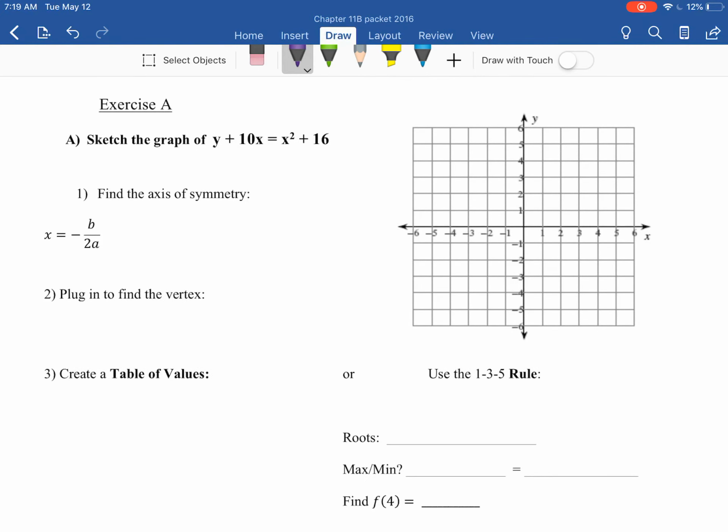Okay, here's exercise A. I'm going to let you do that a little on your own. But let's get started. Okay, this is not solved for y at all, so let's move that 10x over. We've got y equals x squared minus 10x plus 16. Okay, pause the video at this time and then do the rest of the problem. We'll come back and go over it.